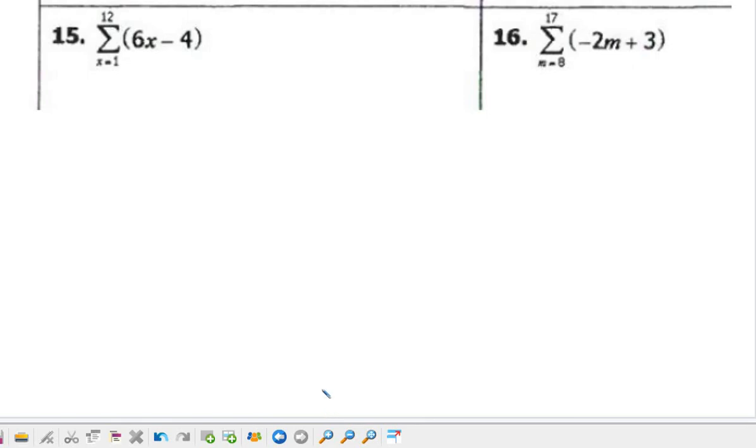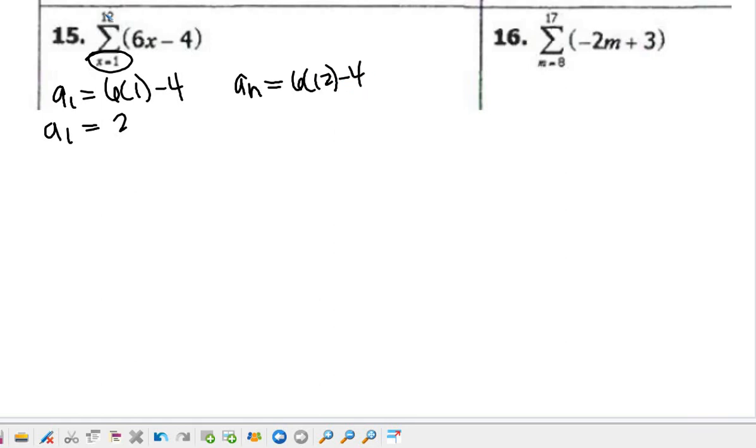Okay, so now we jump to the sigma notation. The first one's pretty straightforward. We need to find a sub 1, which means my first term, so I'm going to plug in 1. So 6 times 1, because this says that's where I'm starting, minus 4. So a sub 1 is equal to 2. A sub n, which is my last term, would be 12. So 6 times 12 minus 4, and I know that because it says it right here. So a sub n is going to be equal to 72 minus 4, which is 68.